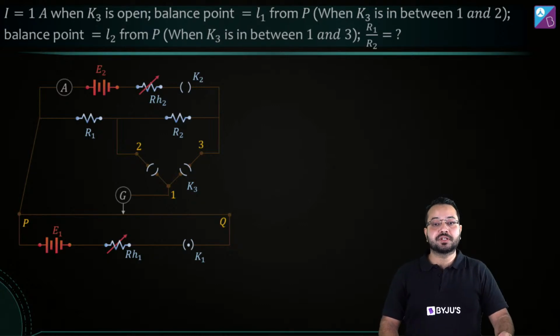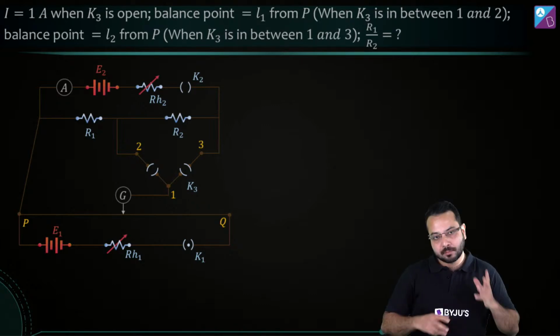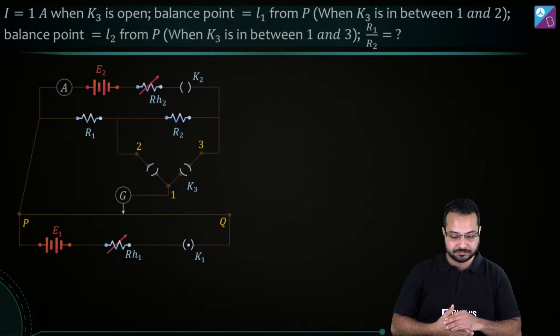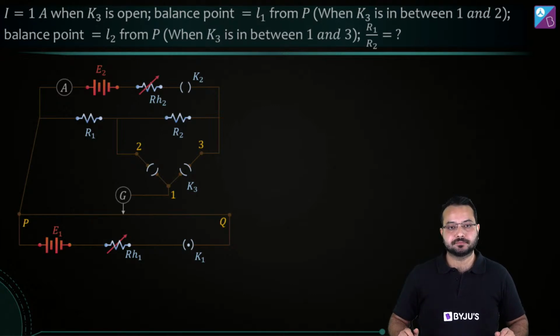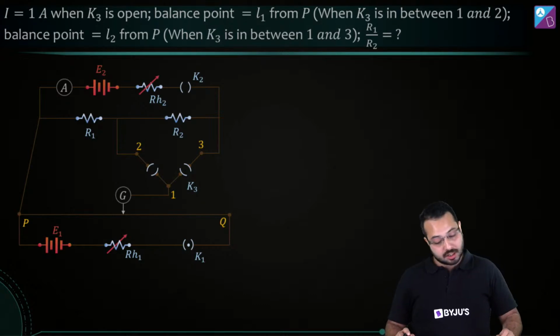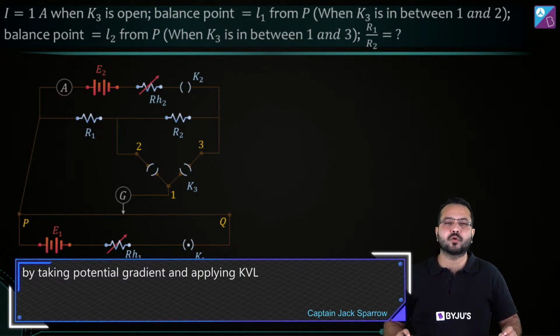Anmol, I don't know which option is correct. So when we solve it, we are going to know the correct option. But what I want to know from you is, how do you approach this problem? Any ideas? Alright, Captain Jack Sparrow is saying by taking potential gradient. Excellent answer, by taking potential gradient. Yes. And what else? By applying KVL, not so sure about that. We probably don't need to apply KVL.